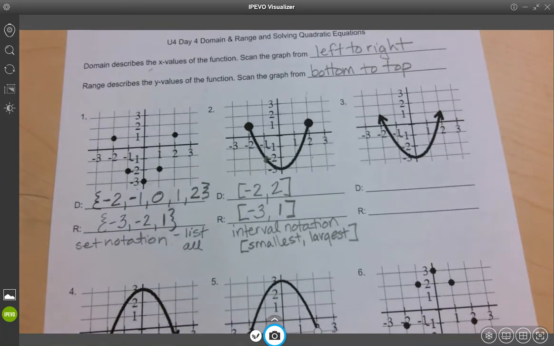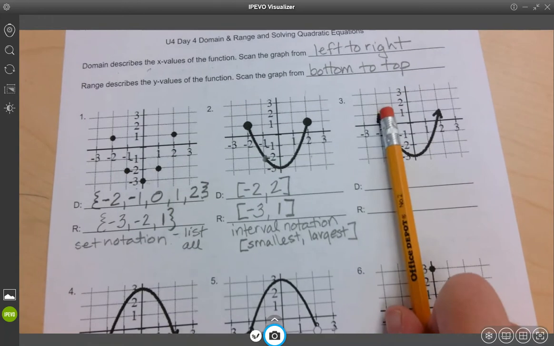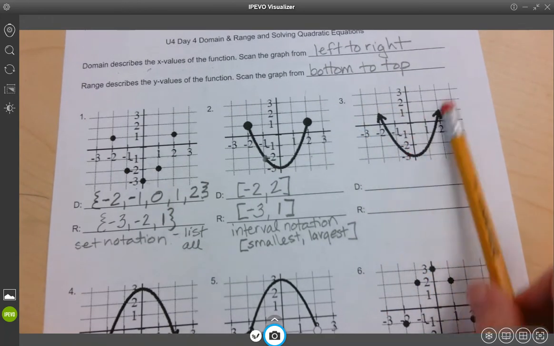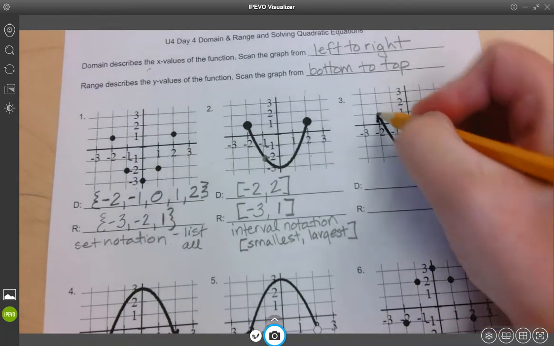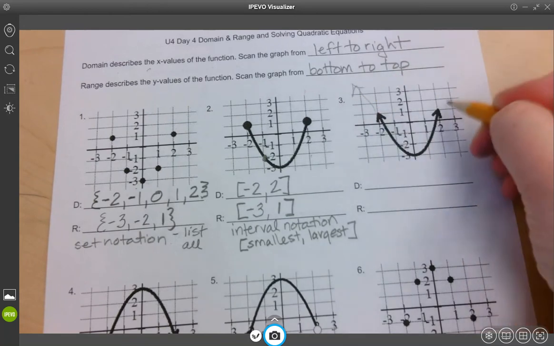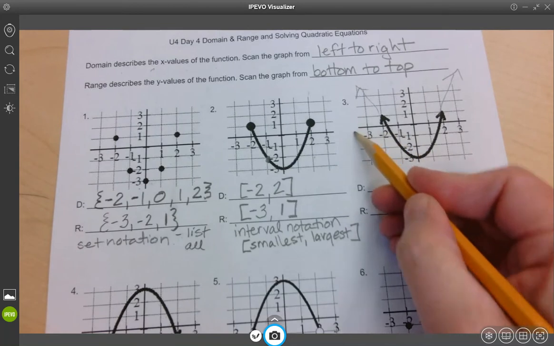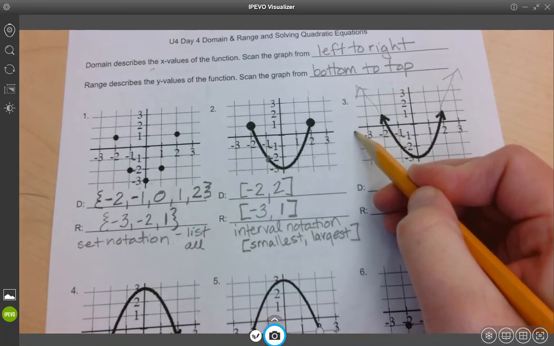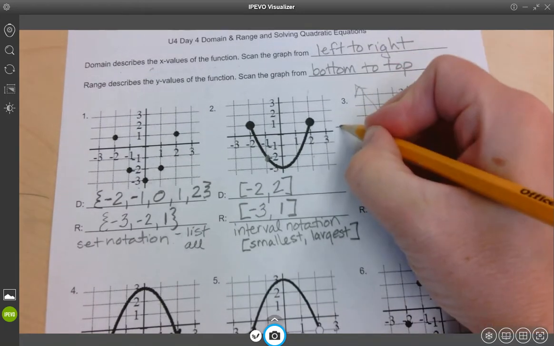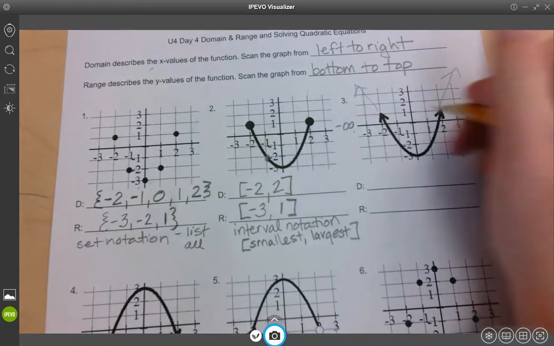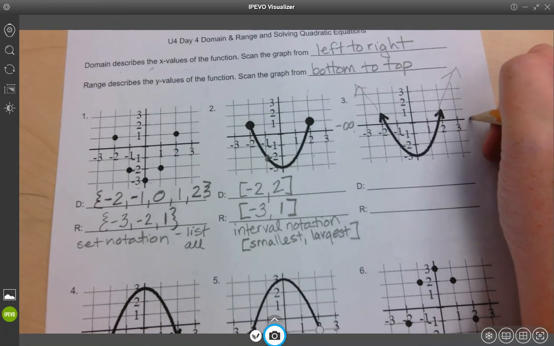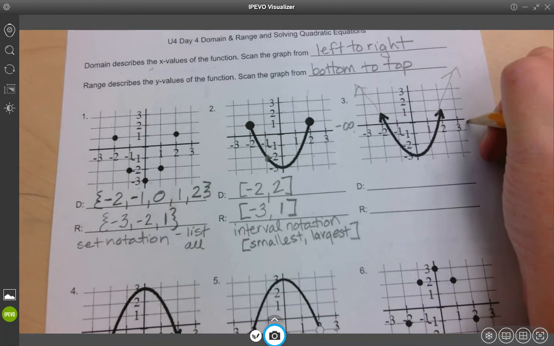All right, we're going to do one more together, and then I'm going to give you some time to think about the next ones. All right, this one right here, our domain is from the left side to the right side, but these arrows mean that it's going to just keep going. So what number is all the way on the left over here? Yeah, what kind of infinity? Yeah, on the left side we have -infinity, and on the right side we have positive infinity, right?